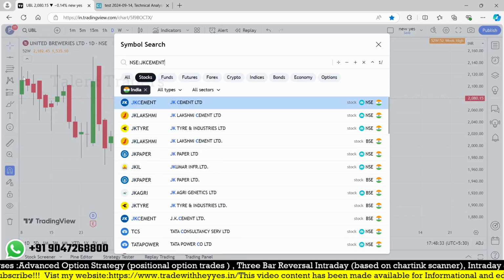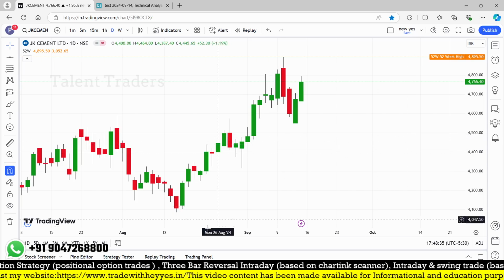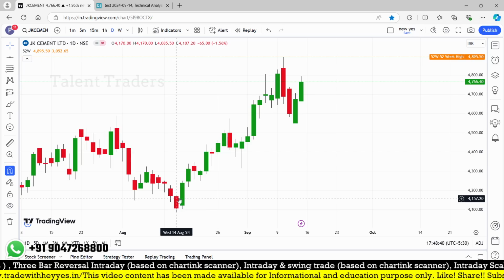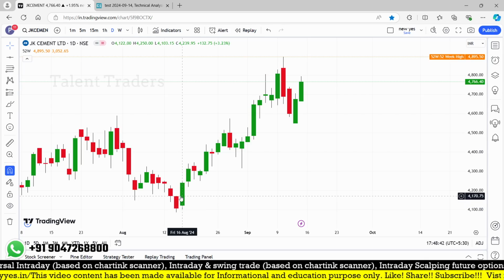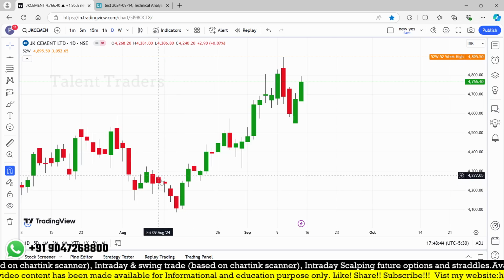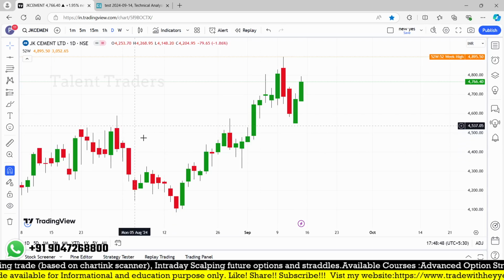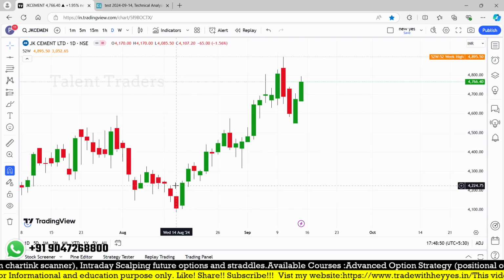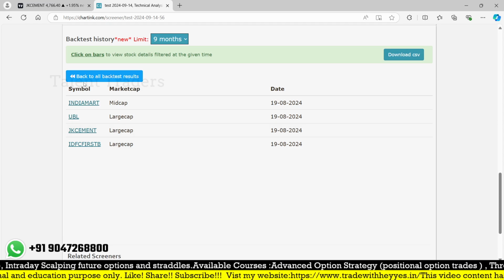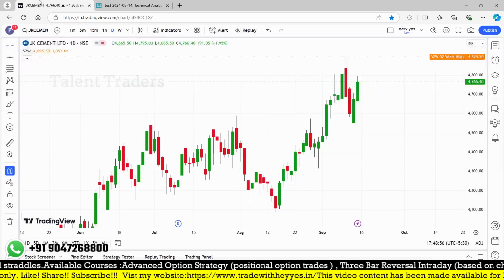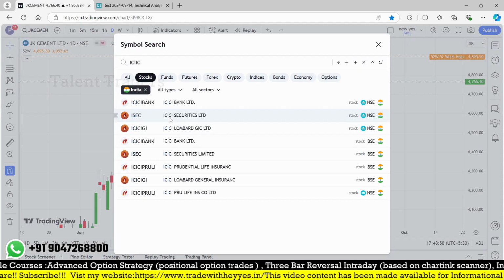JK Cement, that's a perfect one. Here 1, 2, 3, and again it went higher. Maybe there is an order block area, but maybe it's also a reversal point. It looks like the lowest level and then it reversed back, so it looks very interesting. Where the reversal is happening, maybe later we will try to check this and find out where to take an entry.